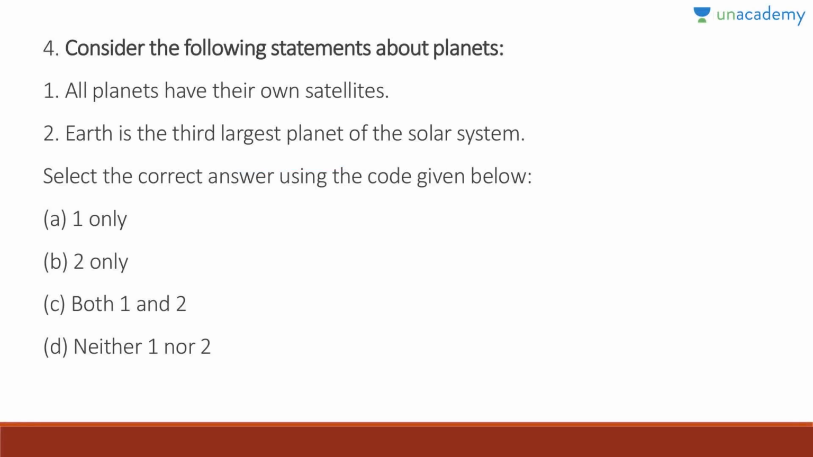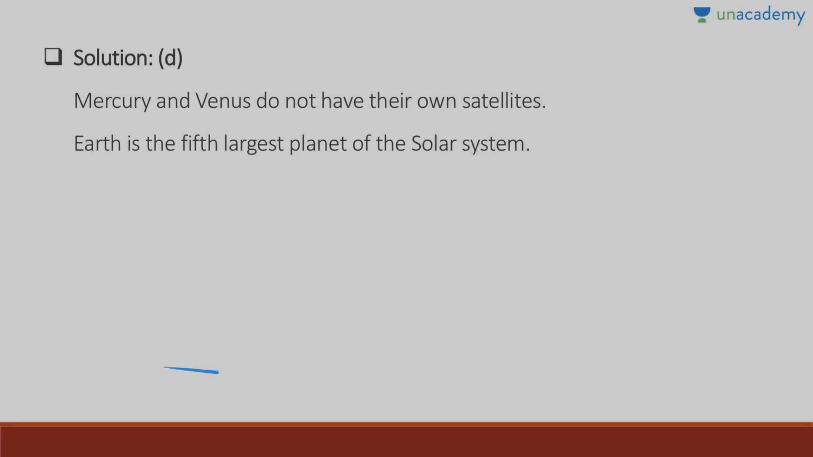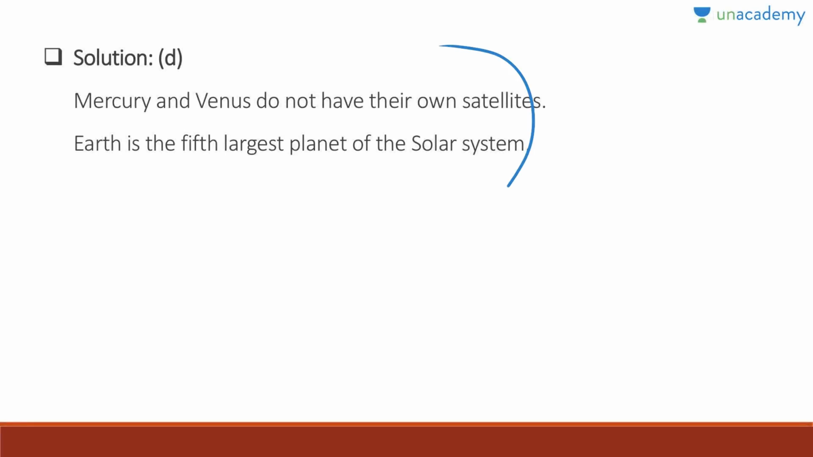Question number 4, consider the following statements about planets. All the planets have their own satellites. This is wrong. Mercury and Venus do not have their own satellites. Earth is the third largest planet of the solar system. This is also wrong. Earth is the fifth largest planet of the solar system. So the answer here is D, neither 1 nor 2, as you can see here.